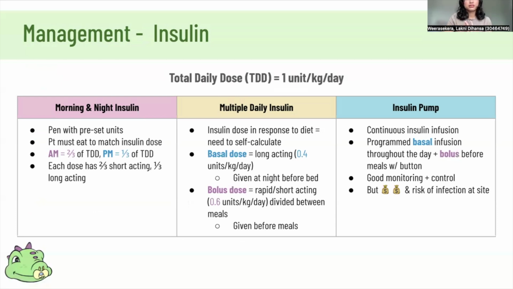And there are different ways of giving insulin. So you can give an AM and PM dose, or you can give multiple daily insulin doses with consideration of how the patient's blood sugars respond to the diet. And also, the patient can have an insulin pump, which is great, but it's quite expensive and a little bit more complicated. But yes, I would highly recommend that you have a look at this slide as well.